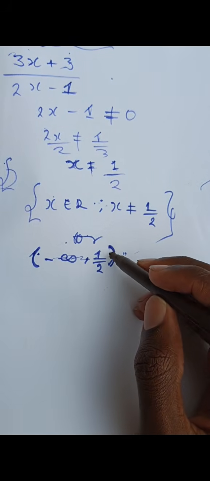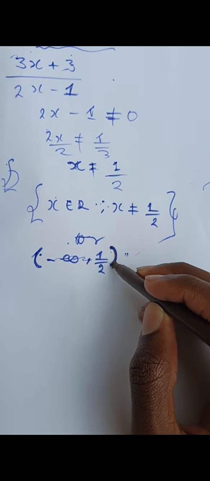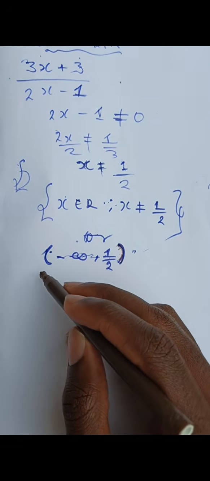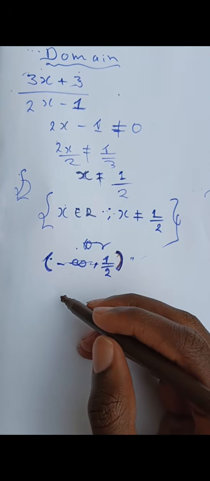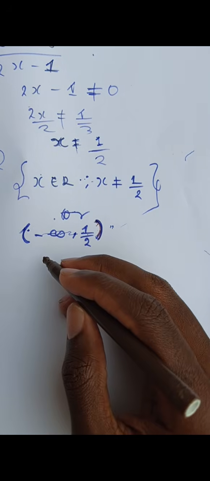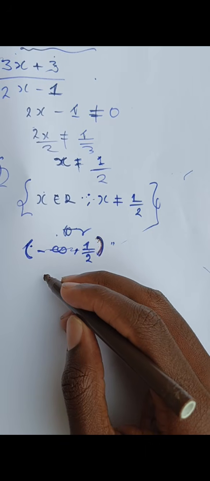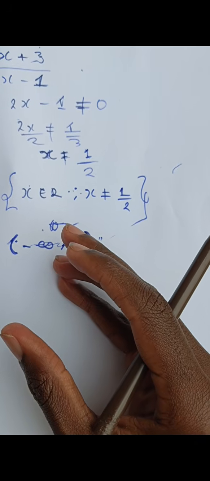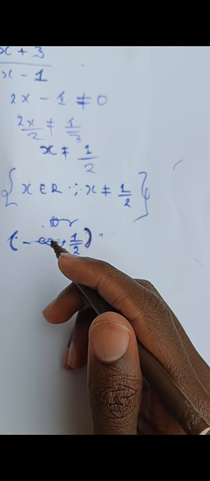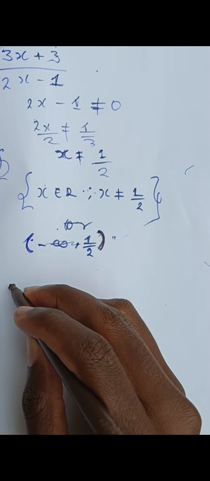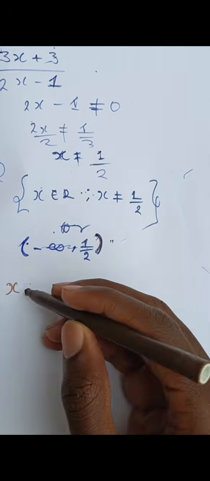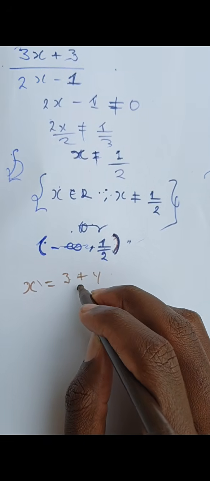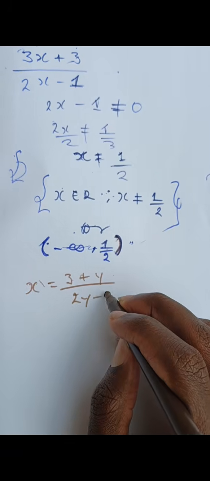Okay, and in interval notation, this is how you write it. Make sure that here you use the parenthesis showing that 1 over 2 is not part of the values of x. Okay, now let's find the range. If you recall, I said that for the range, you're going to use the fraction we had in the process of finding the inverse. As we were looking for the inverse, we reached here, x is equal to 3 plus y over 2y minus 3.